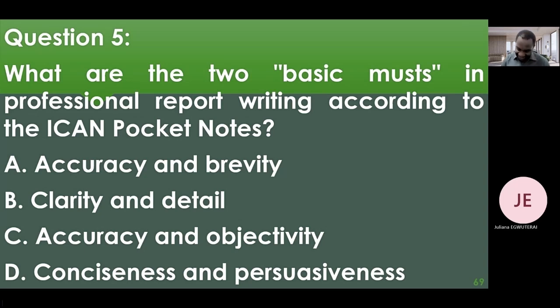I like this one. Maybe I'll get my giveaway here. Accuracy and brevity. What does brevity mean? Brevity means to be short, concise. Yes, short, brief. Clarity and detail. C. Accuracy and objectivity. This one is cheating. Conciseness and persuasive. This one is cheating too. So they all mean the same thing.